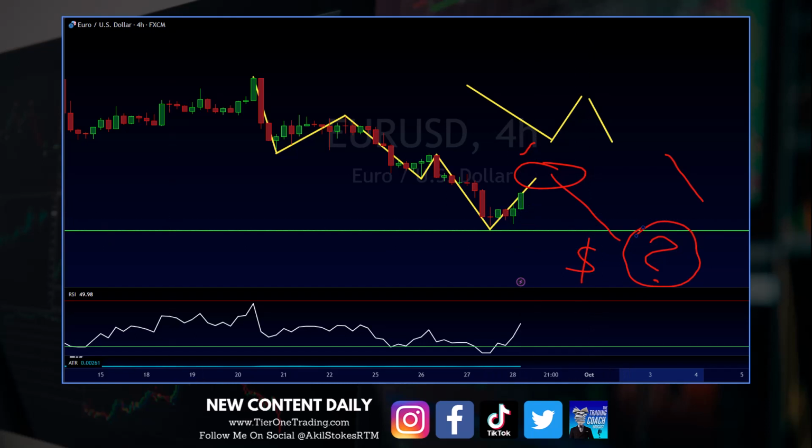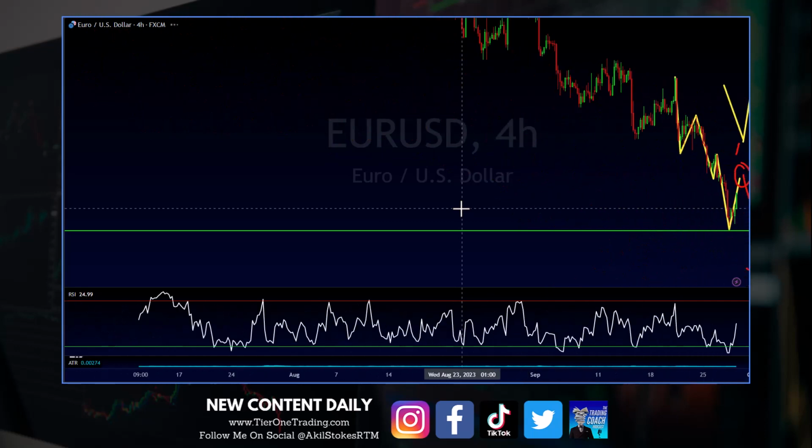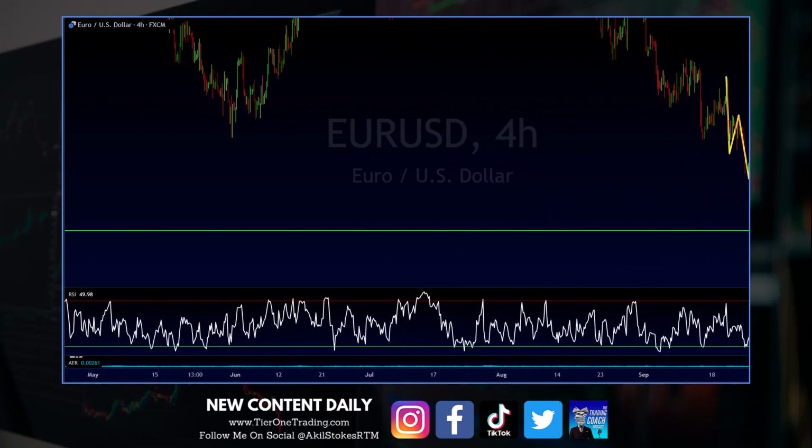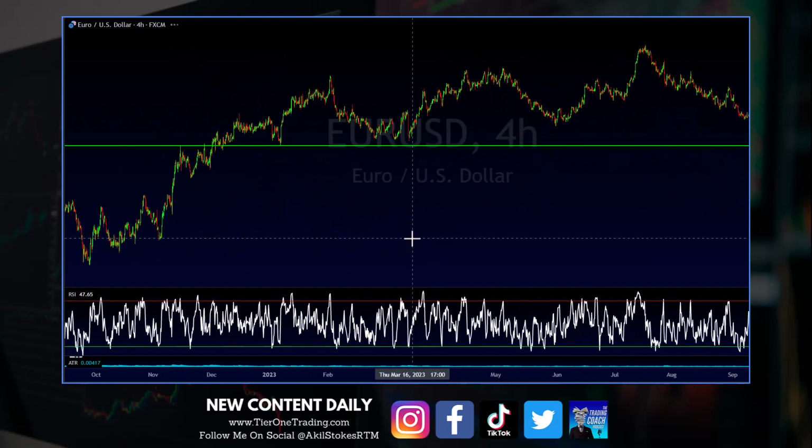So the question is, previous structure support, now resistance. Is it? Previous structure support and resistance tells us that we're likely to extend. So I like that mindset, but here's the question. Did we break previous structure support? If I take a look at my chart and I zoom out, I have this green line there because I was actually looking for a double bottom there.